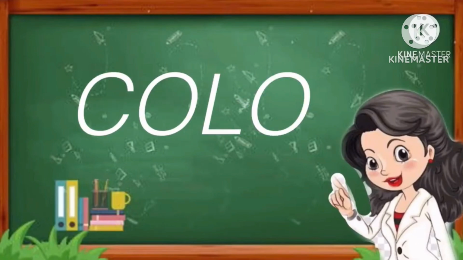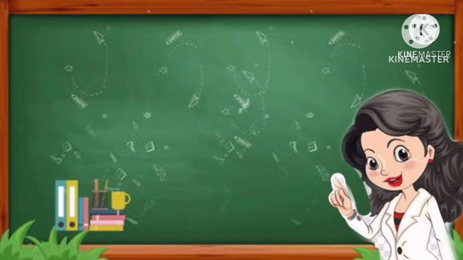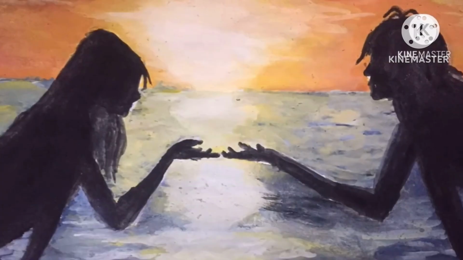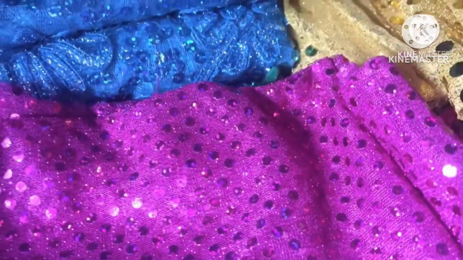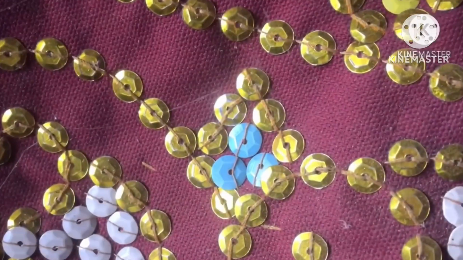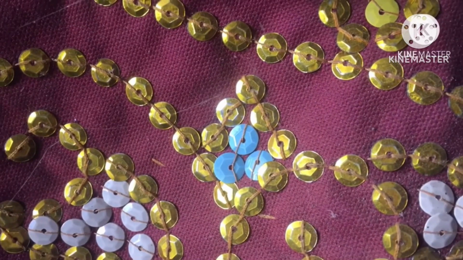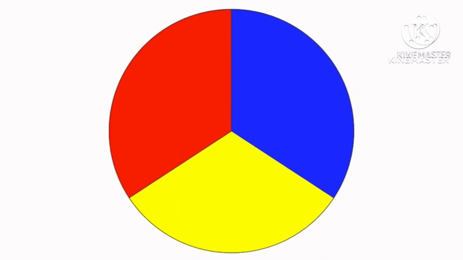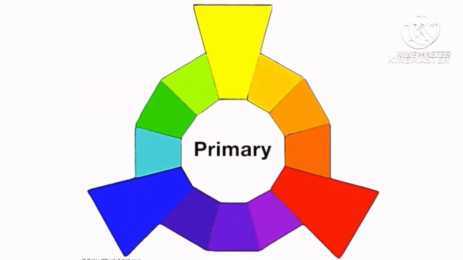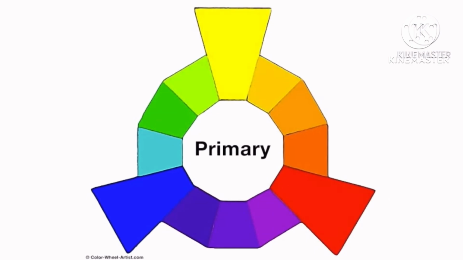The third element of art is the color. Color is created when light strikes an object and reflects back into your eyes. All colors come from the 3 primary colors, and it can also be seen in black and white. The primary colors are red, yellow, and blue.